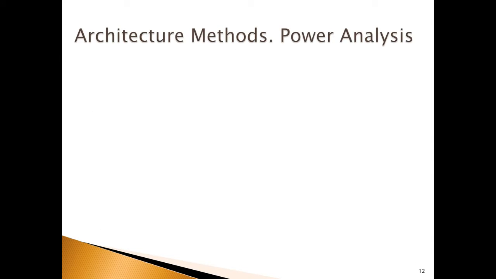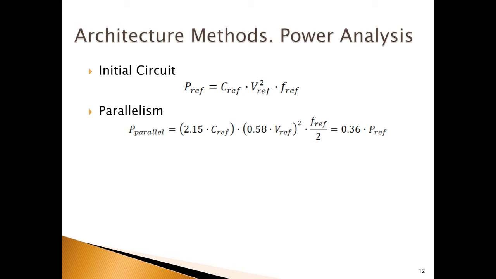We have also analyzed the power consumption with each solution in reference to the original circuit. In parallelism, we observe that the capacitance has increased by a factor of 2.15. This is because the data path capacitance has increased by a factor of 2, and there is also some extra routing. Moreover, since the speed requirements to maintain the throughput at the output have halved, the supply voltage can be dropped. The frequency has also halved, because we have doubled the capacitance.